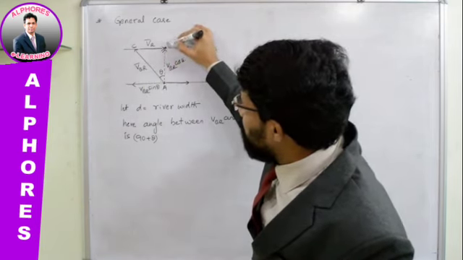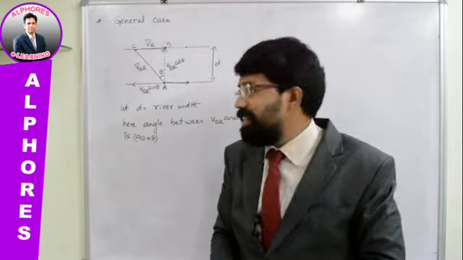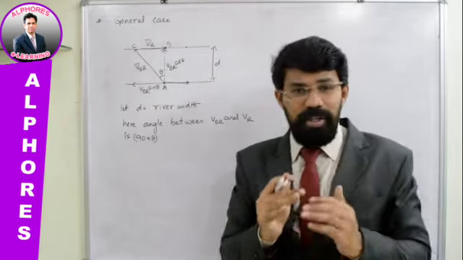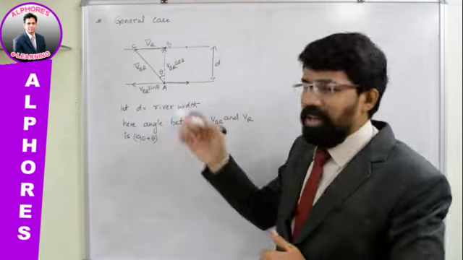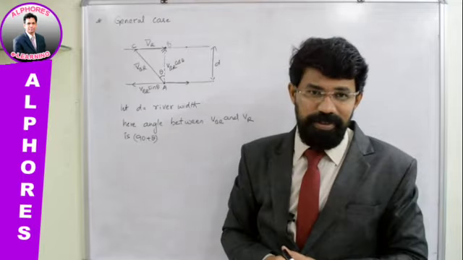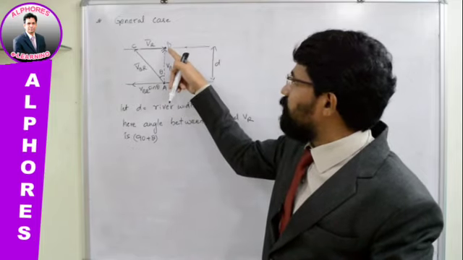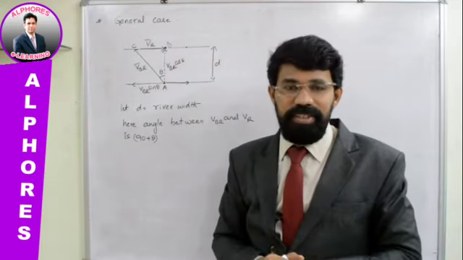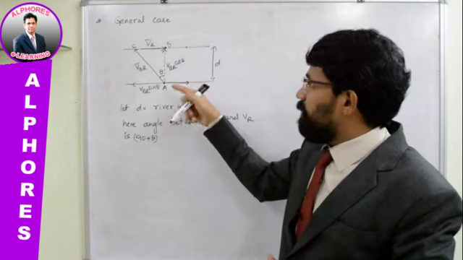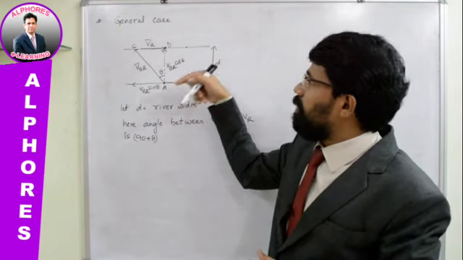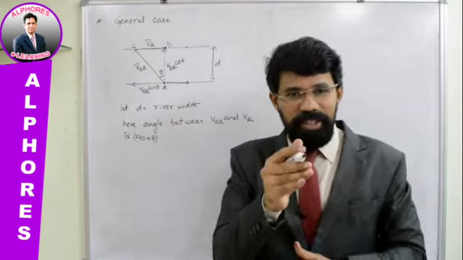Let me take this point as B. Let me repeat this again. If VBR sin theta and VR are both equal in magnitude, the resultant value will be 0 because both are opposite in direction. So the resultant velocity will be 0. In that case, the boat will reach exactly this point B, normally the point on the other bank where it meets.